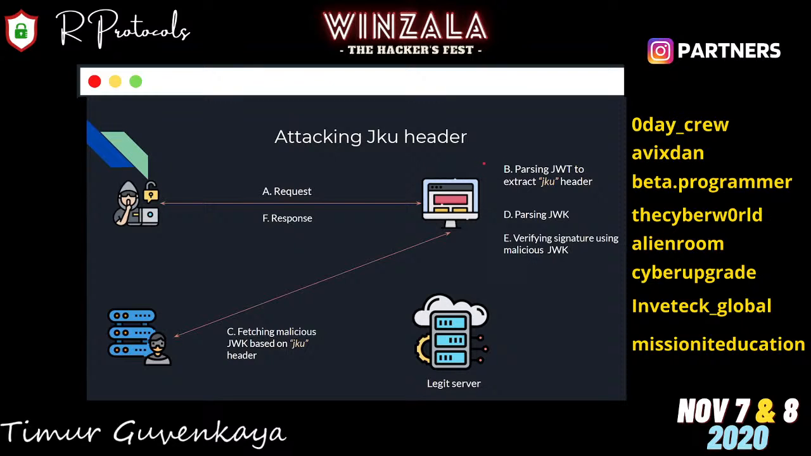For that purpose, before everything, you have to generate an RSA private and public key. I'm going to touch on it a bit later, but let's just say you're sending an application to your malicious server with your malicious JWK. The application just fetches it, parses that JWK, verifies the signature using your malicious public key, and sends you a response. It's not actually touching the legit server.